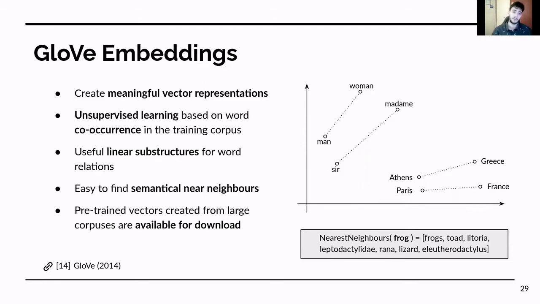Additionally, using GloVe, it is very easy to find semantic near neighbors, so it can be used for even other tasks like word similarity and so on. And the way that we would go about using GloVe is that we can download a pre-trained set of vectors from Stanford's website that has been trained on a large corpus like Wikipedia, Twitter, and so on.